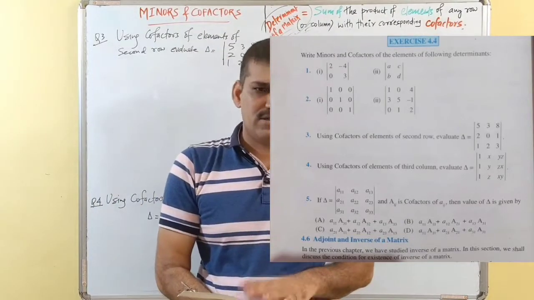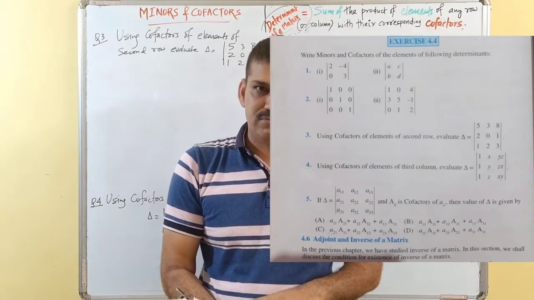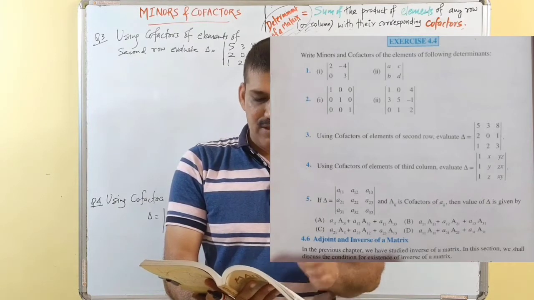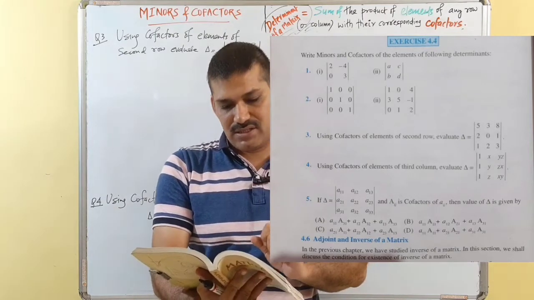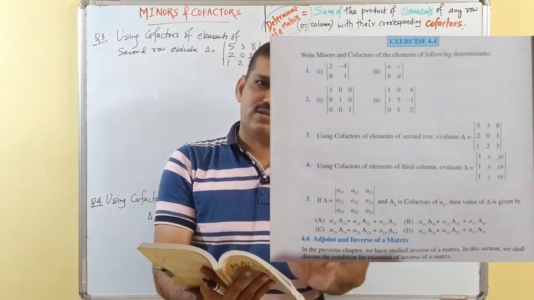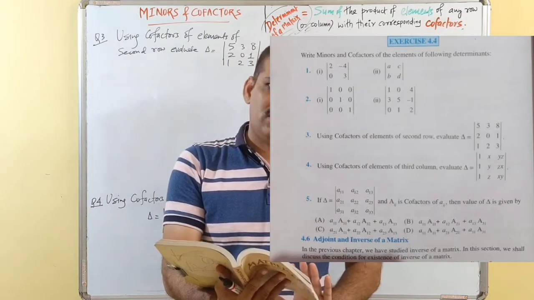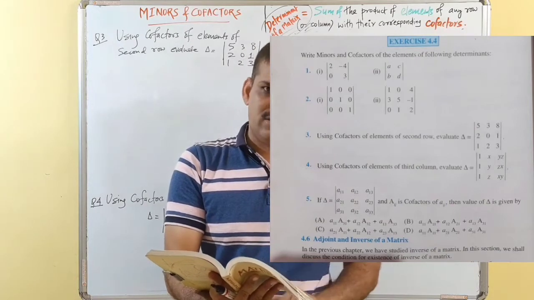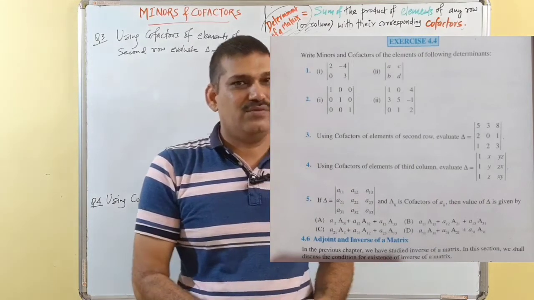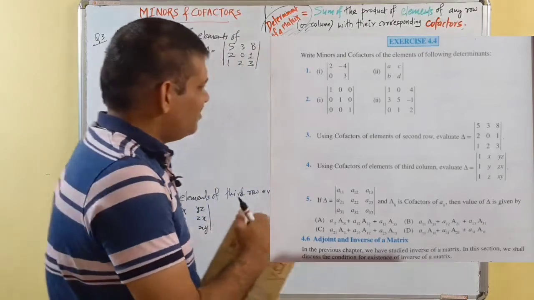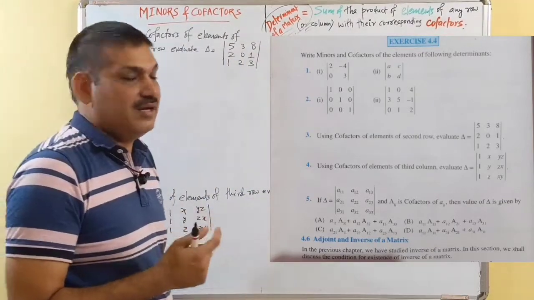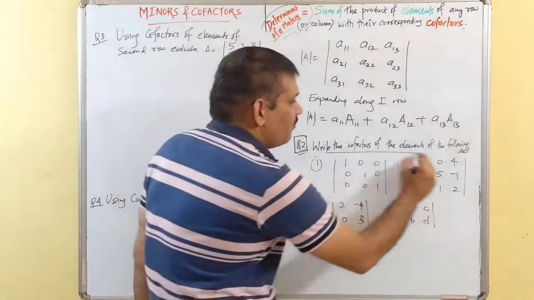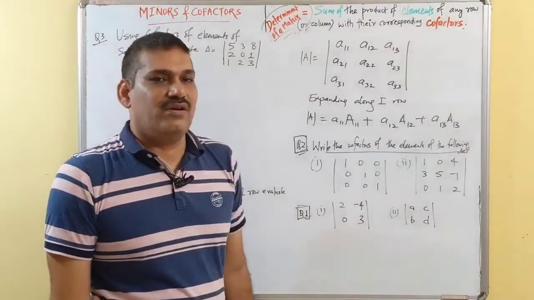Now we talk about exercise 4.4. The fifth question we have already done: if delta is this determinant where Aij are the cofactors of aij, then the value of determinant is given by. We have discussed it in detail. Now the remaining 4 questions I have written on this whiteboard and we'll discuss them one by one. Apparently you will observe that it is about finding cofactors and minors. But see this question first: write the cofactors of the elements of the following determinants.